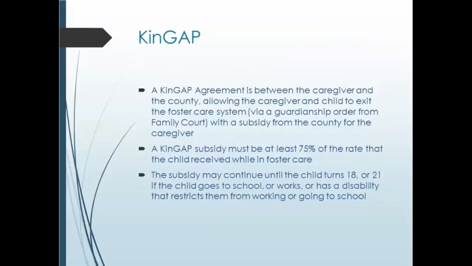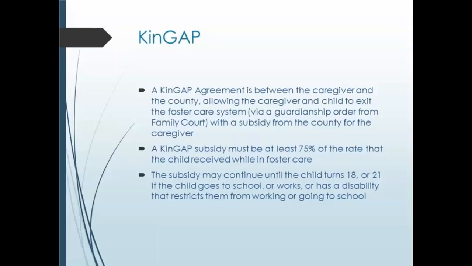So a KinGAP agreement is between the caregiver and the county. It essentially is the caregiver agreeing with the county to go and pursue private guardianship from family court, and the county will give a subsidy to the caregiver for exiting foster care. The subsidy must be at least 75% of the rate that the child received while they were in foster care, and the subsidy may continue until the child turns 18 or 21.